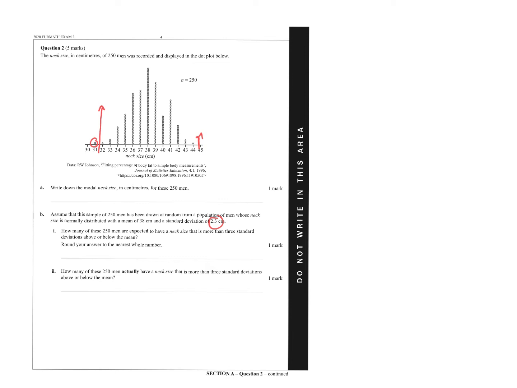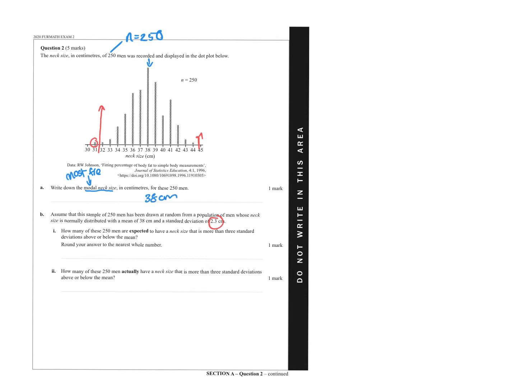Okay, the neck size in centimetres of 250 men was recorded and displayed in a dot plot. So here we go, we know n equals 250. Write down the modal neck size. So modal is the most frequent, so the biggest column you're going to see. So we can see here it's on 38. So we'll just say 38 centimetres.